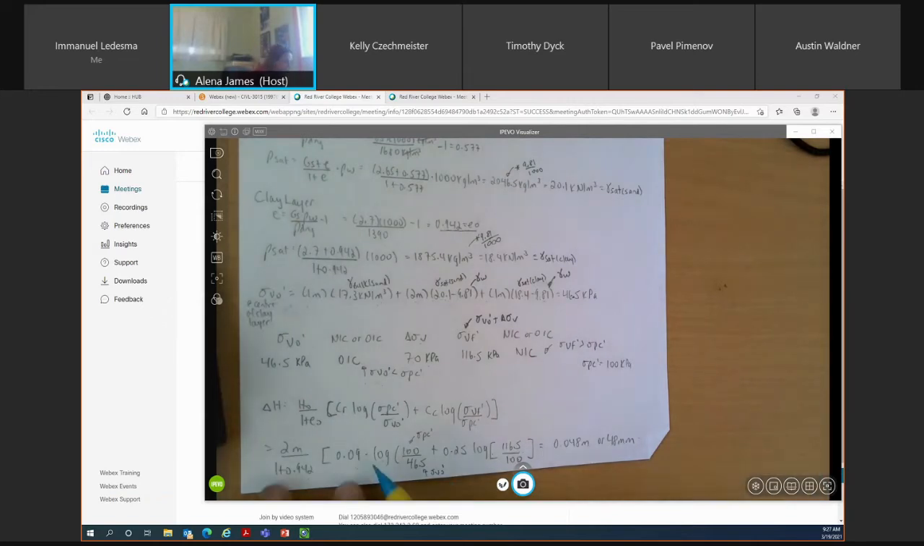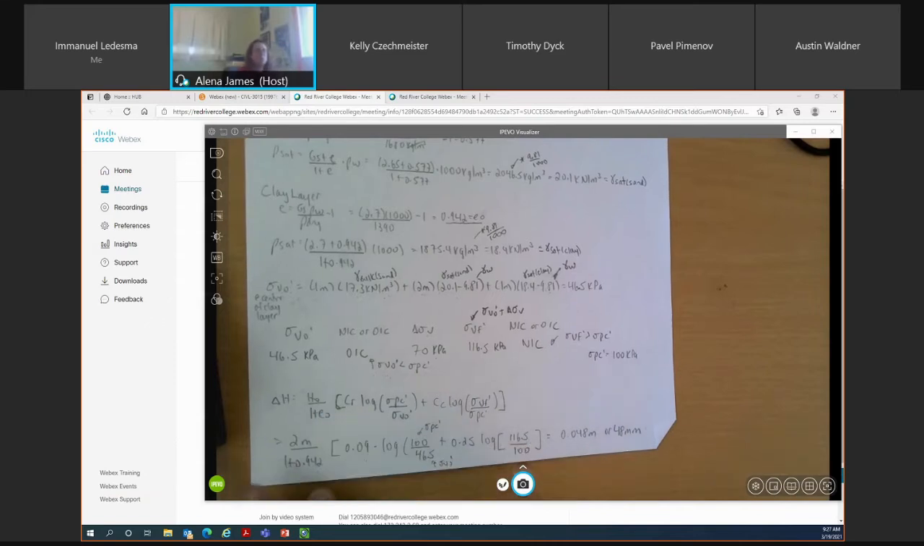Here, H naught represents the total thickness of my clay layer. It doesn't represent the thickness of my clay layer to the center. It represents the total thickness because I'm trying to calculate the settlement for the entire clay layer. So H naught is 2 meters because my clay layer is 2 meters thick. I know my E naught value is 0.942, because I calculated it for my clay layer. Generally, I would give you what E naught is in the question. CR was given in the problem, and CC was given as well.